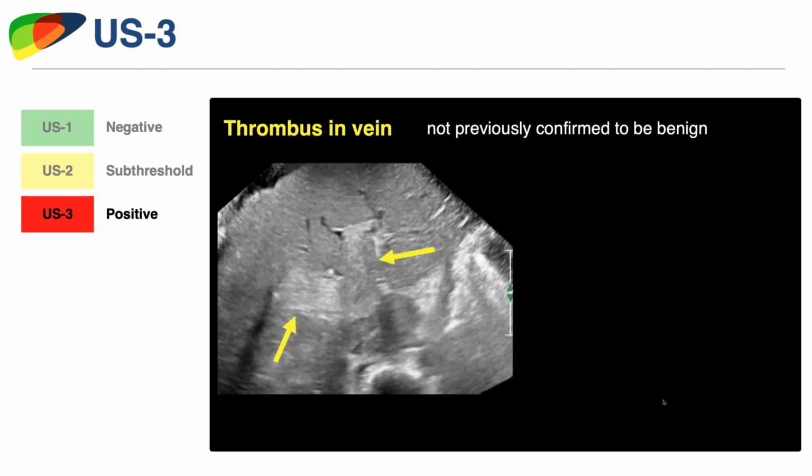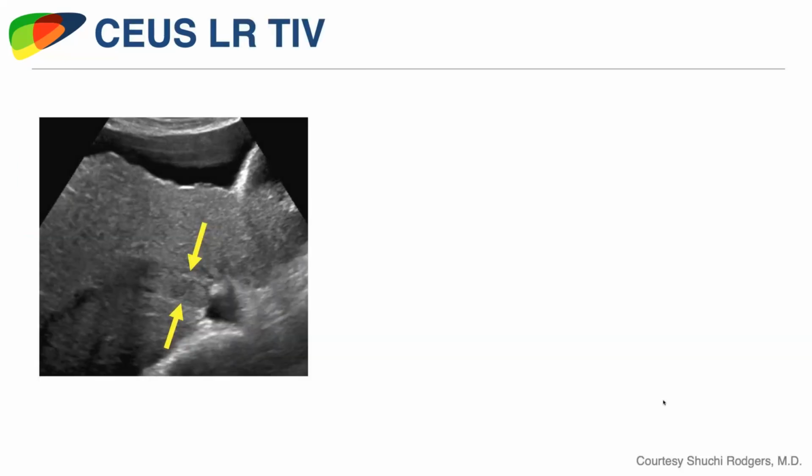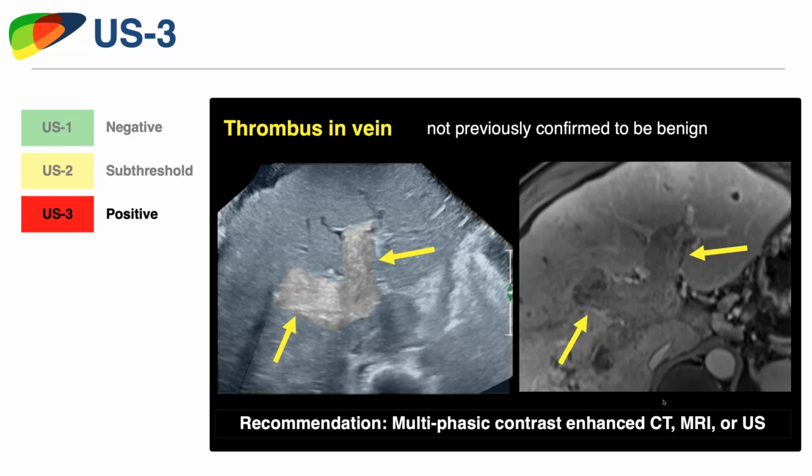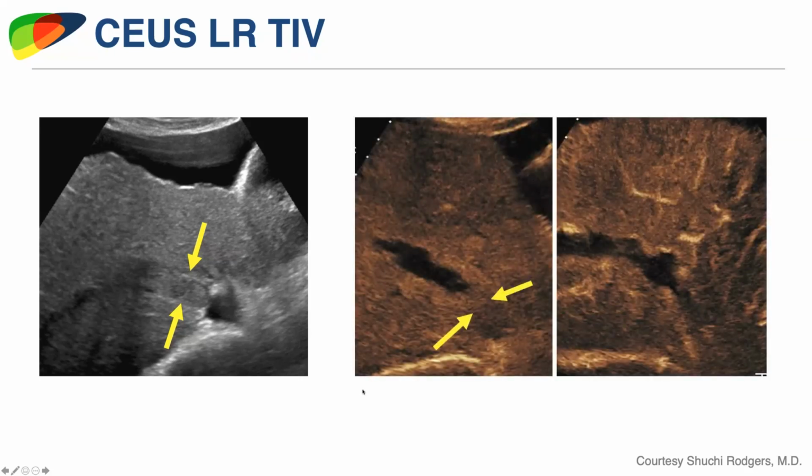Keep in mind that screening and surveillance ultrasound LR3 positive observations can also include thrombus in vein, in this case an expanded enhancing thrombus on this MRI. But we can do the same thing with contrast-enhanced ultrasound. This is courtesy of one of my friends and colleagues, Dr. Rogers from Einstein. And again, she found this thrombus in this frankly cirrhotic liver, went on to contrast-enhanced ultrasound and found an area of thrombus enhancement and washout adjacent to bland thrombus.